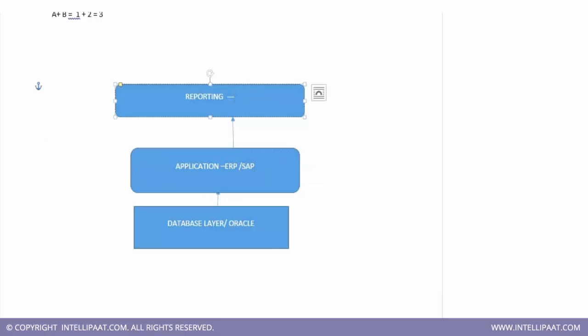And reporting, what are the products? Reporting? You know anything? Business Objects, QlikView. There are a couple of products. Yeah, fantastic. QlikView, Tableau. So these are the operators.